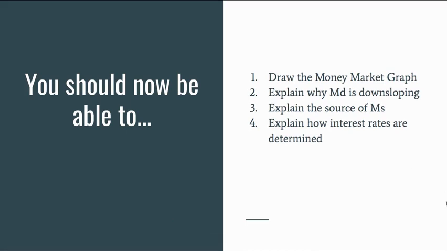Okay, so now lecture's over, and you should be able to do the following. You should be able to draw the money market graph, explain why MD is downsloping, explain the source of money supply, and explain how interest rates are determined.